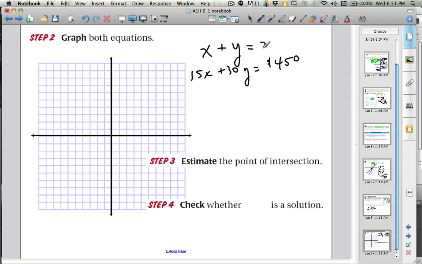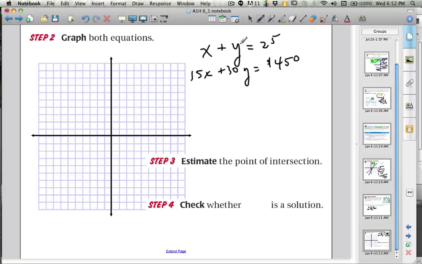Okay, and I remember this was 25, so I missed it on the last page. So if I want to go ahead and graph this now, I would probably put these things into slope-intercept form. In fact, the first one, I don't really even have to do that. I'm going to graph both of these by finding intercepts. When we look at this, I could see that the x-intercept and the y-intercept is 25.